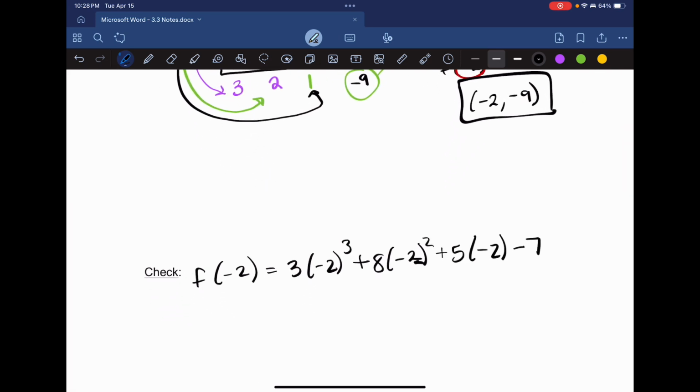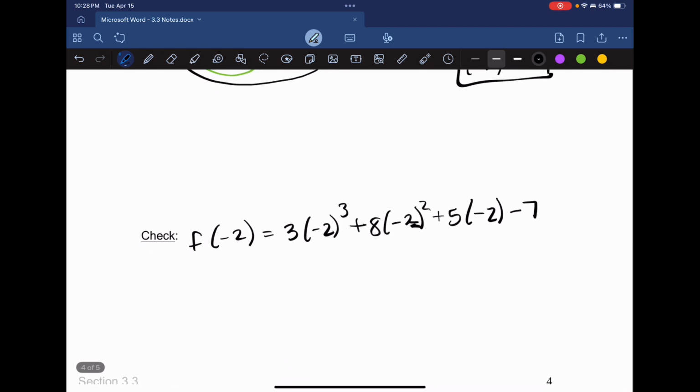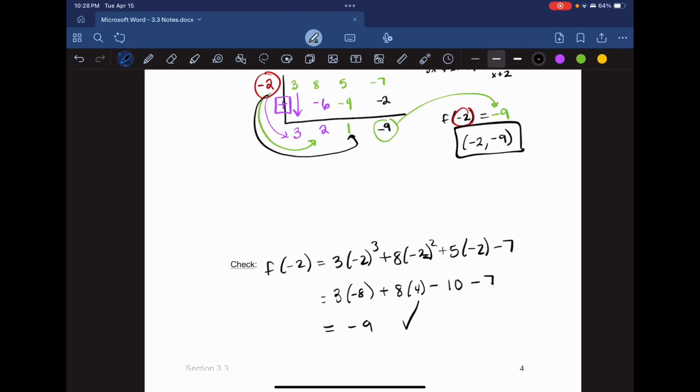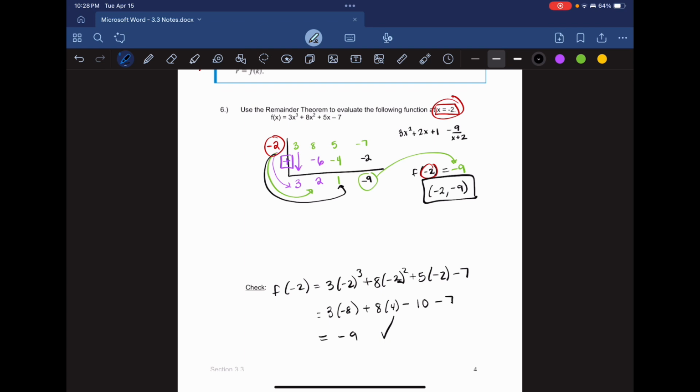Okay, so if I plug this in and I go to solve it, let's see, we've got 3 times negative 8 plus 8 times 4. That should be a minus 10 minus 7. If you were to simplify all that, we would get negative 9. Okay, so that's the remainder theorem. So it's pretty cool. It's just like a new way of figuring out an x and a y value.